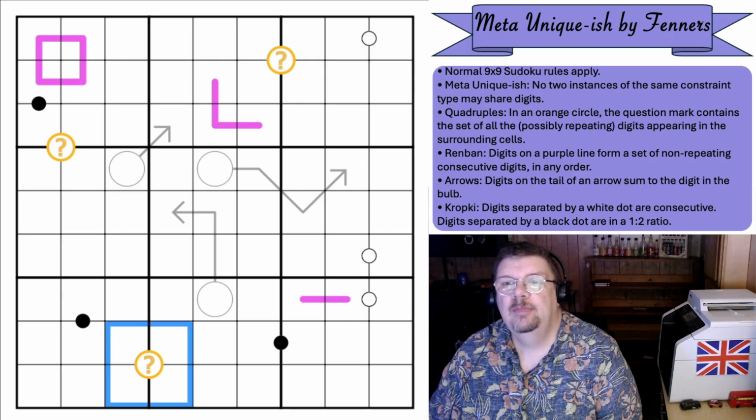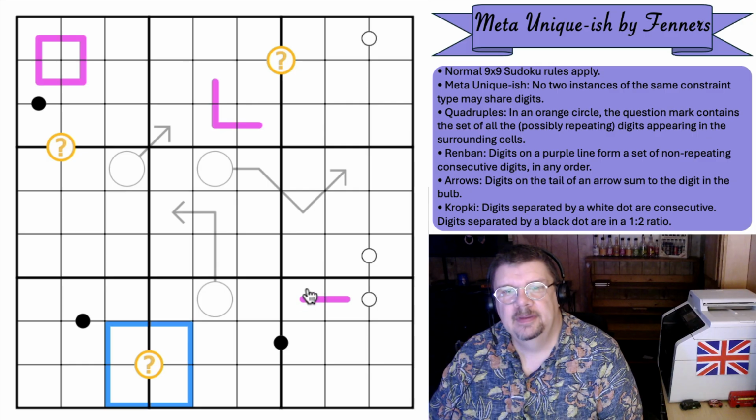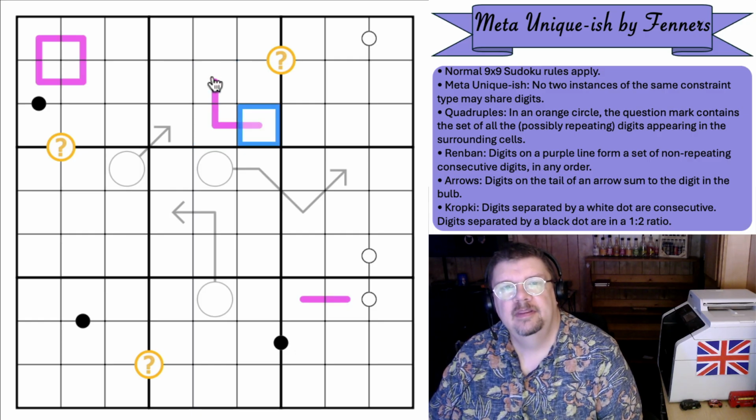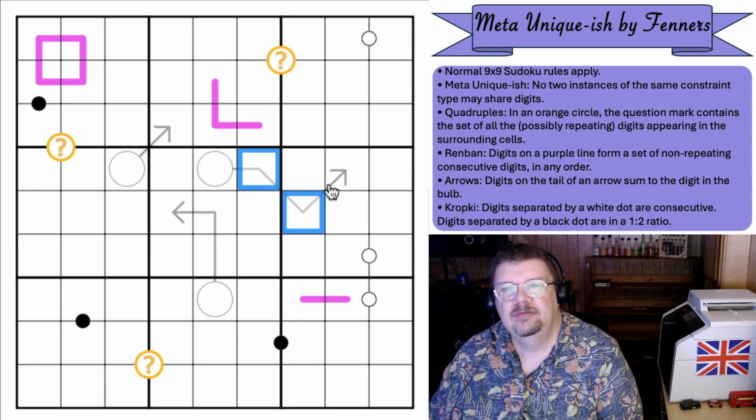Renban, digits in a purple line form a set of non-repeating consecutive digits in any order. So if I had a 9 here, this would have to be an 8. If I had a 9 here, these would have to be an 8 and a 7 in some order. They don't have to go in order on the line. Arrows, digits on the tail of an arrow sum to the digit in the bulb. So these 3 digits will sum to this value.